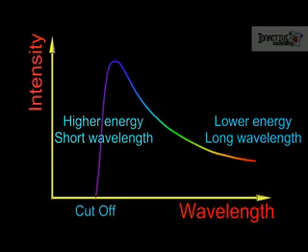The spectrum has a minimum wavelength below which X-rays are not produced. This corresponds to the highest energy X-rays which are produced when the electron loses all its kinetic energy.